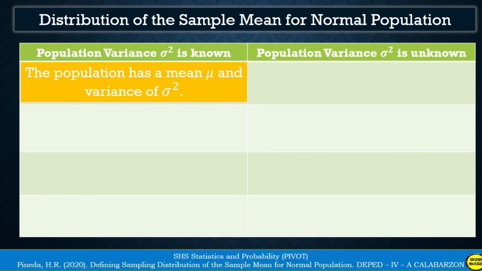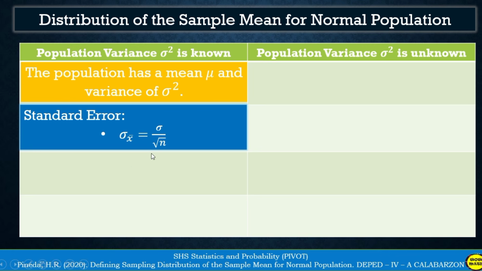When the population variance is given, the formula we use to find the standard error, or the standard deviation, is this formula. To compute it, this symbol is the population standard deviation and n is the sample size. So when we get the standard error and the population variance is given, this is the formula we will use.